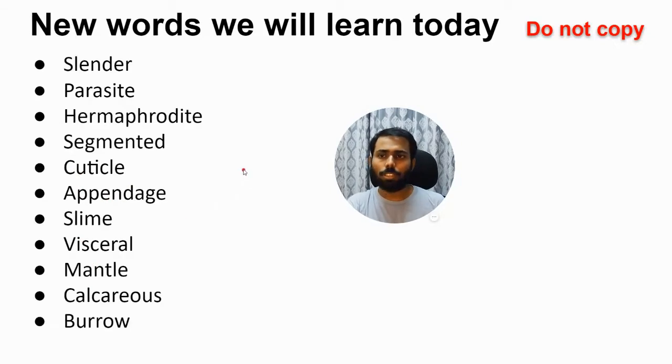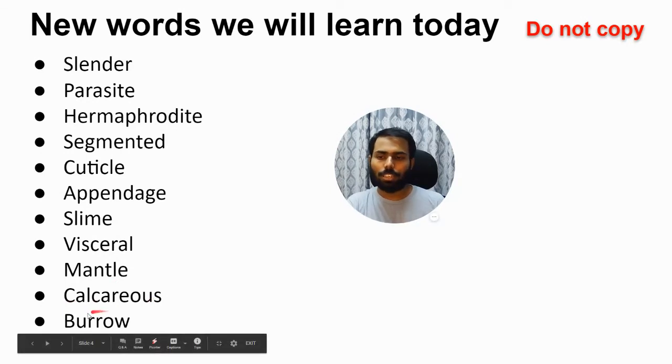These are the new words we want to learn today: slender, parasite, hermaphrodite. This word is a little difficult or tricky to pronounce. We are going to see the pronunciation of this word in detail when we come across it. For now, just listen to the sound of it. Hermaphrodite, hermaphrodite. Then segmented, cuticle, appendage, slime, visceral, mantle, calcareous, burrow. These are the new words we're going to learn today.